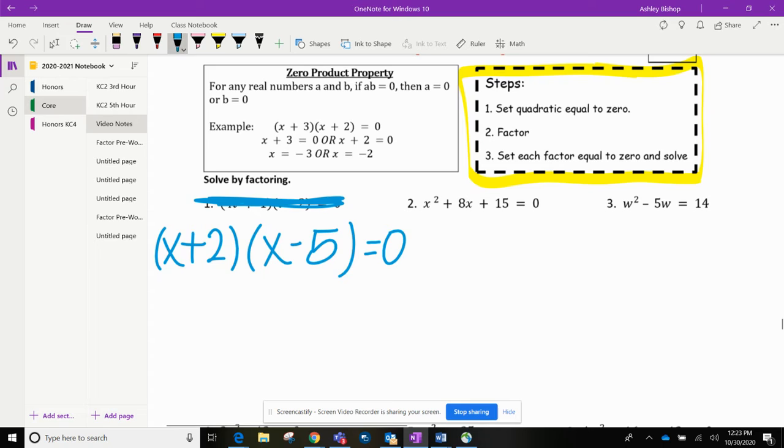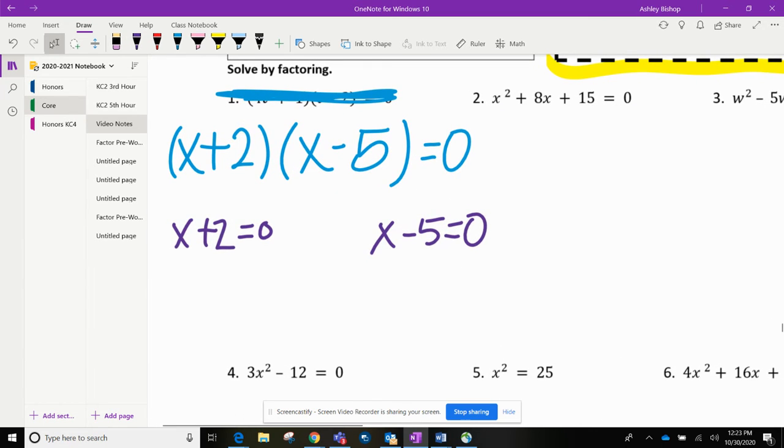And so I've done this. Now I'm going to set each factor equal to 0, x plus 2 equal to 0, and x minus 5 equal to 0, and solve. When we are solving, we want to get the variable or the letter by itself. So x plus 2 equals 0. I need to get x by itself. So I need to do the opposite of addition because I have x plus 2. To undo that addition, I need to do the opposite. So the opposite of positive 2 is subtract 2. And what I do to one side, I have to do to both sides. So I'm going to subtract 2 from both sides.